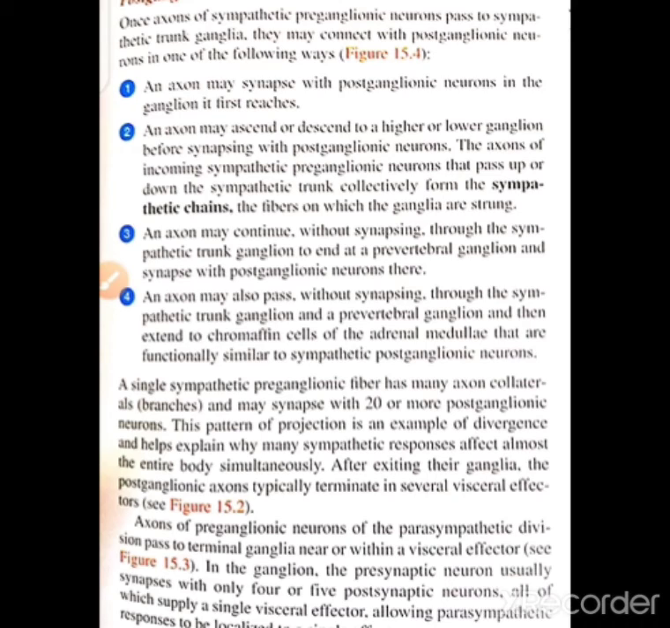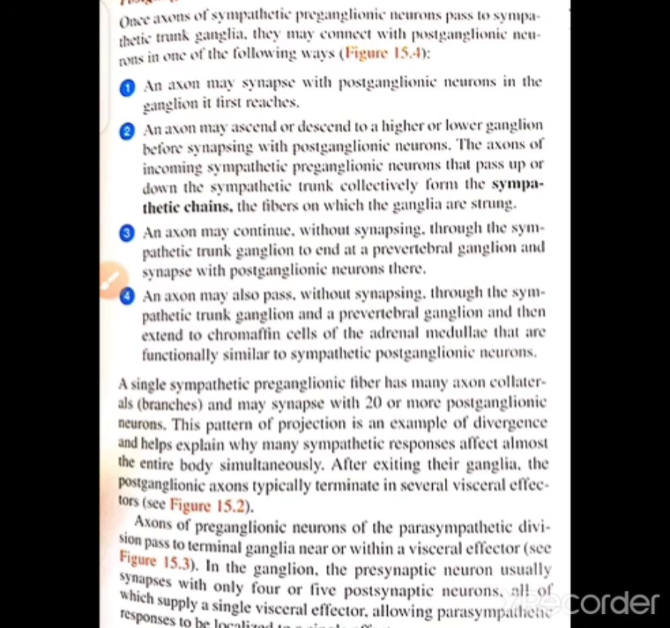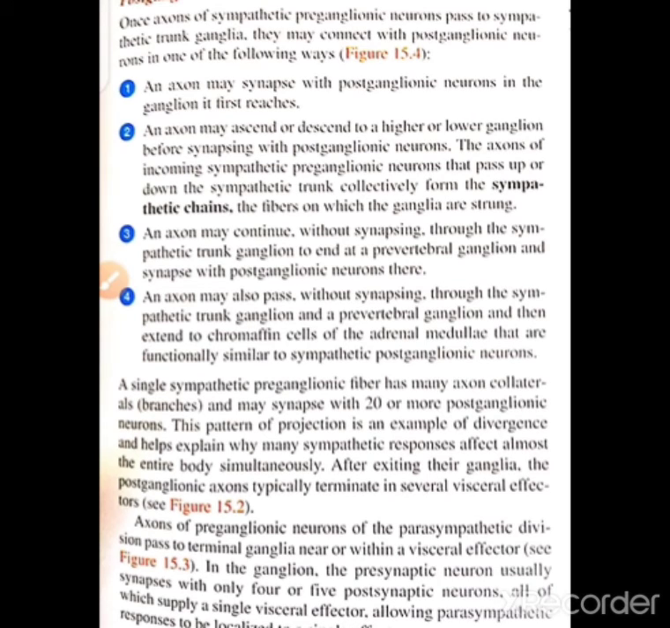A single sympathetic preganglionic fiber has many axon collaterals. Branches may synapse with 20 or more postganglionic neurons. This pattern of projection is an example of divergence and helps explain why many sympathetic responses affect most of the entire body simultaneously. So a single sympathetic preganglionic fiber has many axon collaterals, or branches, and may synapse with 20 or more postganglionic neurons. One preganglionic fiber synapses with 20 or more postganglionic neurons.